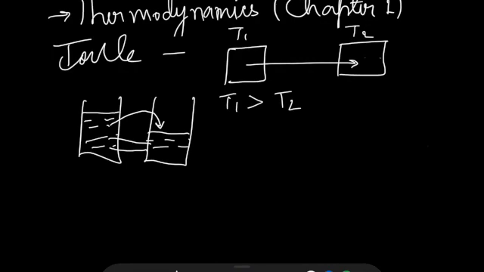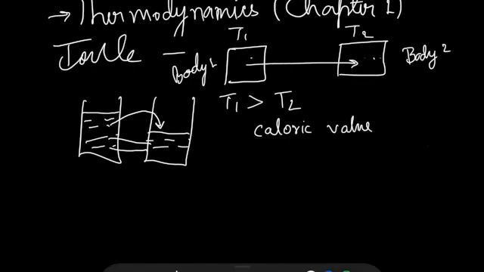Similarly, with temperature, we have two different bodies, one at temperature T1, one at temperature T2. There is a flow of energy from body 1 to body 2. This is body 1, this is body 2. Now, this flow of energy, according to Joule, is the caloric value. So he termed it as a caloric value, and later on we came to know that it is a flow of heat.